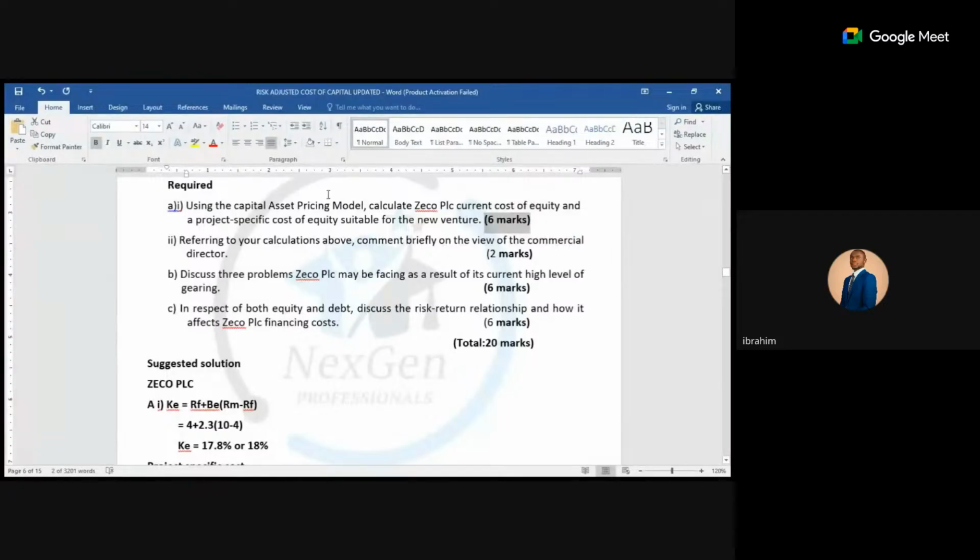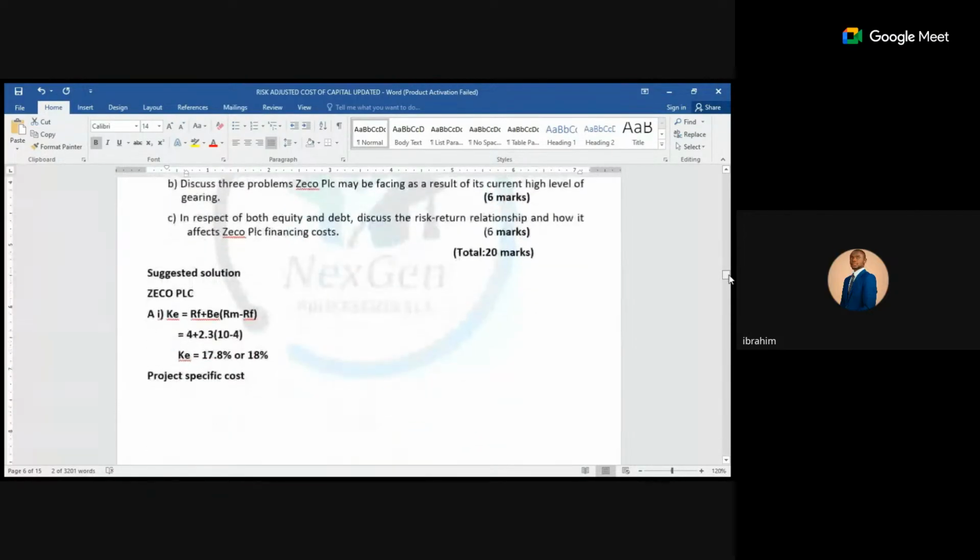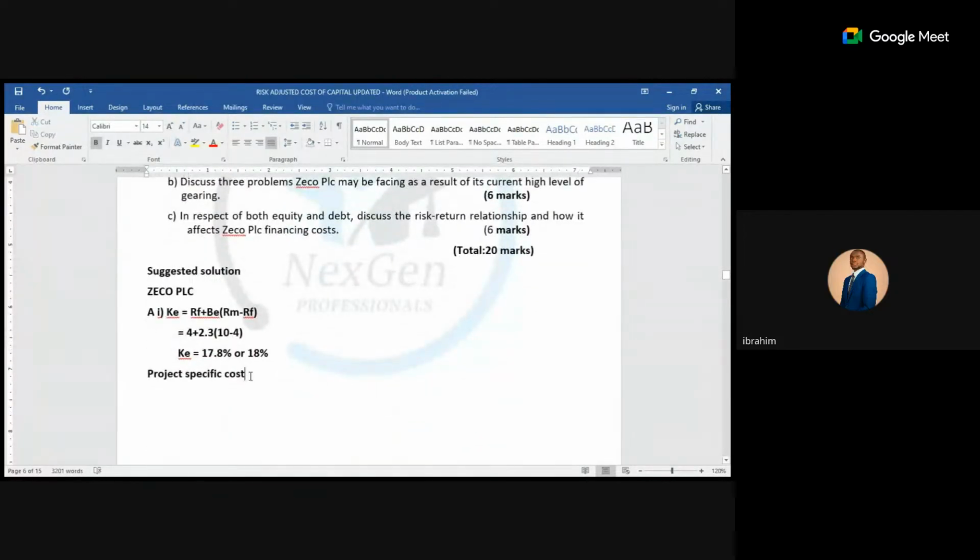The cost of equity that you just calculated is 3 marks. The project-specific cost of equity is 3 marks. Total marks, 6 marks. Now, project-specific cost of equity, step 1.